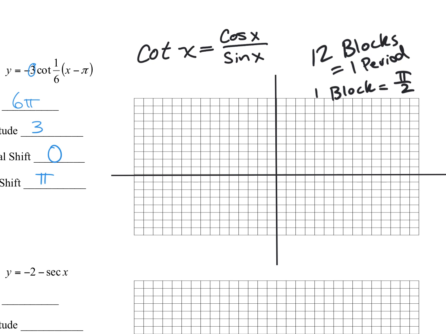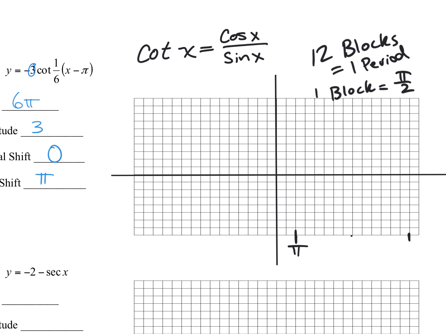So what that'll look like is, let's see, 2 units to the right will get us pi. That's where our graph is officially going to start, right? Because we have that phase shift. And then I'm going to count 1, 2, 3, 4, 5, 6, 7, 8, 9, 10, 11, 12. I'm just going to recount here. 1, 2, 3, 4, 5, 6. Yeah, that makes sense. So this here will represent our full period.